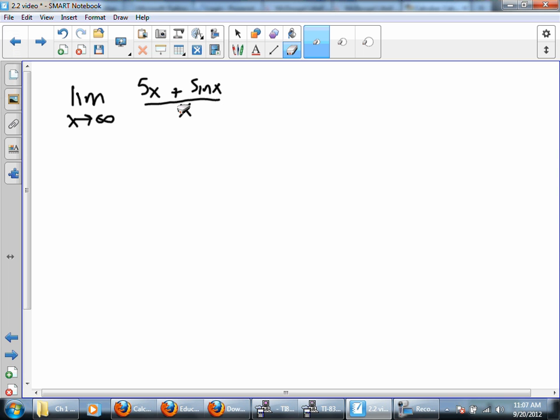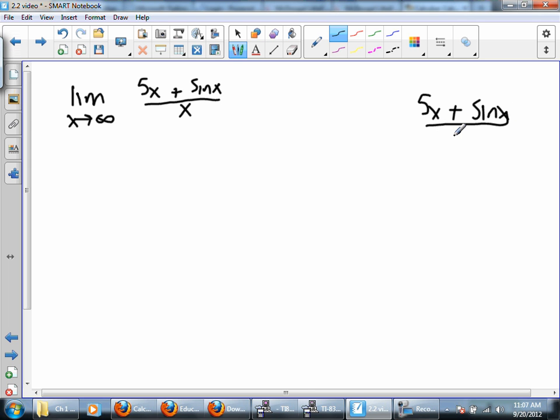Now, for this solution, we're going to do a little bit of side work with this function, 5x plus the sine of x, all over x. Let's break this big fraction into two separate fractions, such as 5x over x plus sine of x over x. That is a legal move. These have the same denominator, so we're allowed to do that. Now, 5x over x, the x's cancel out, just leaving us with 5.